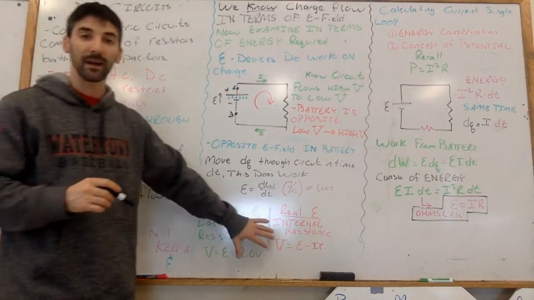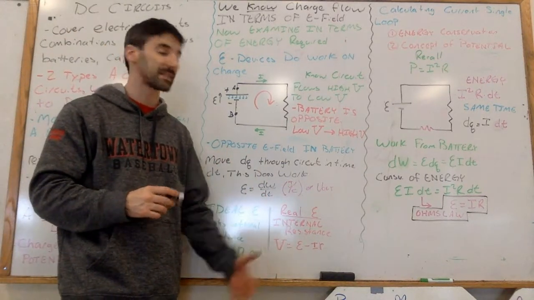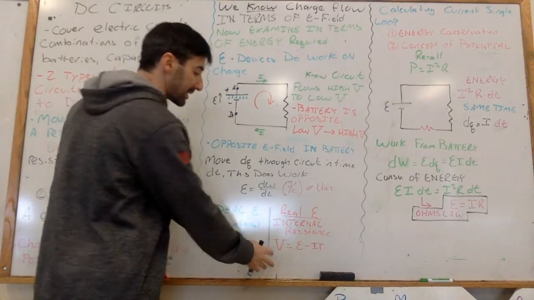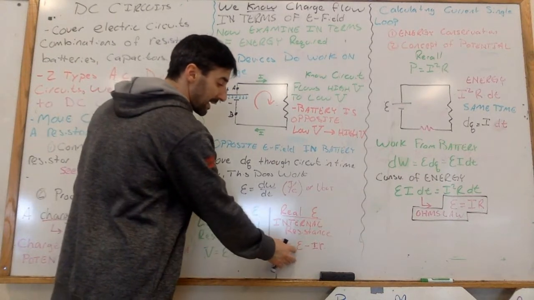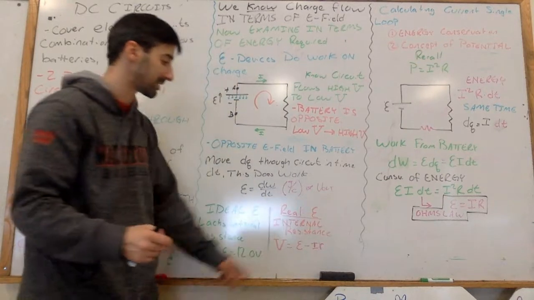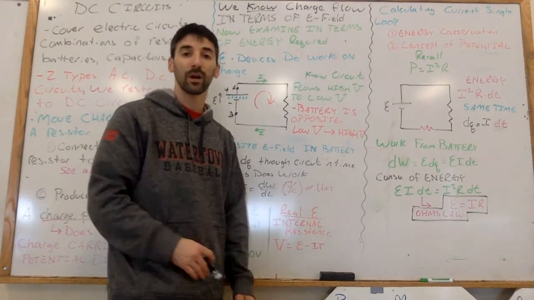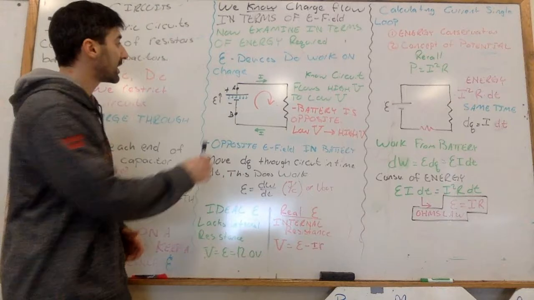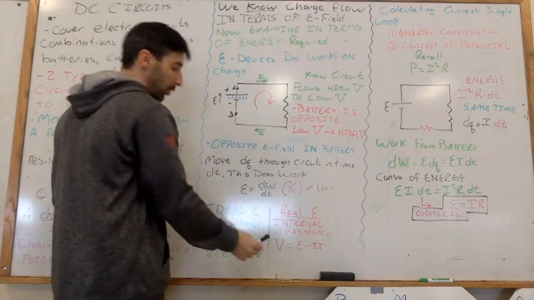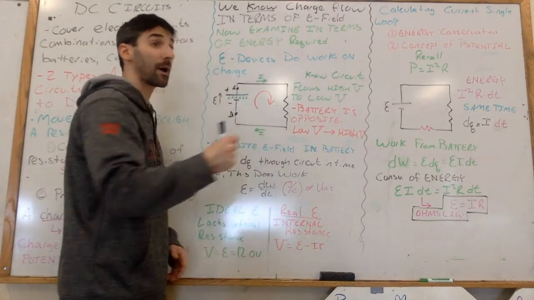Now, a real battery does have some internal resistance. For a real battery, I would say the potential is my EMF minus that internal resistance drop, minus Ir. And we'll talk a little bit about that later. But essentially, that would mean that my total voltage would not be my actual output voltage.